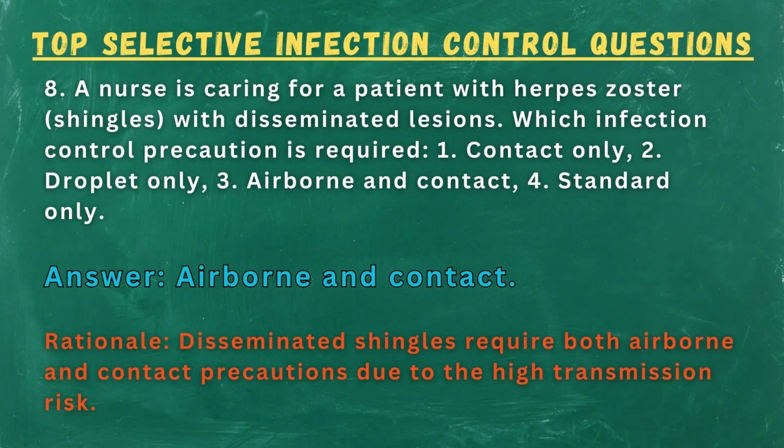8. A nurse is caring for a patient with herpes zoster, shingles, with disseminated lesions. Which infection control precaution is required? 1. Contact only. 2. Droplet only. 3. Airborne and contact. 4. Standard only. Answer: airborne and contact. Rationale: disseminated shingles require both airborne and contact precautions due to the high transmission risk.